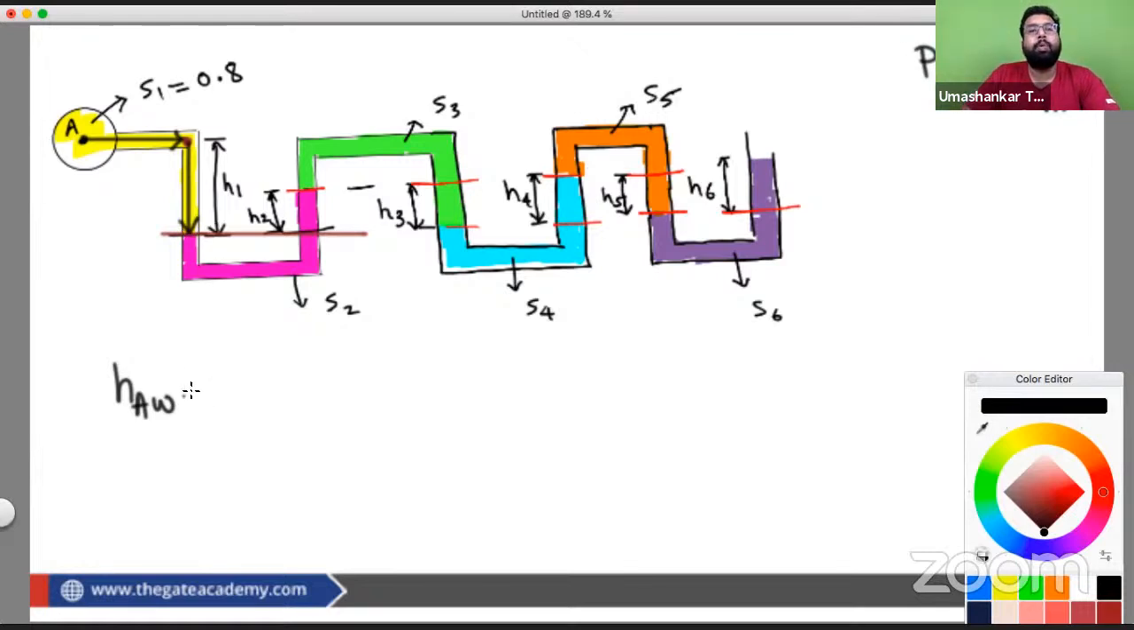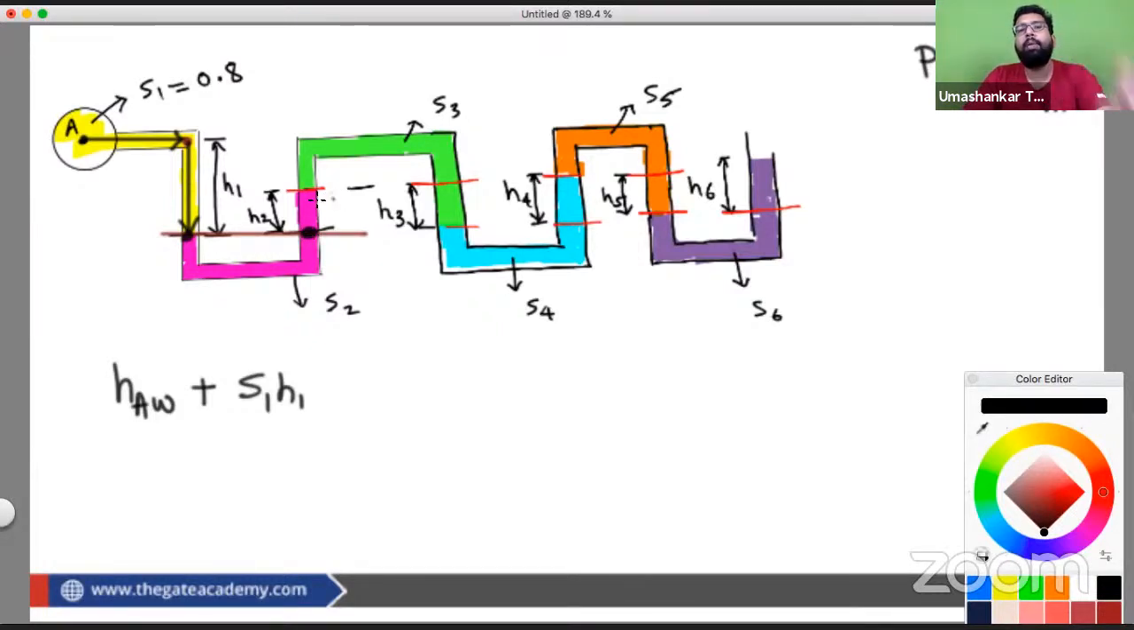Remember, when we are moving downward, we have to add. So what is to be added? S1H1 is to be added, because when we multiply the specific gravity with the height, it is getting converted into water. Now we have reached this point. Now from here, we can directly jump to this point, because it is the same fluid, upside down, so we do not have to write it.